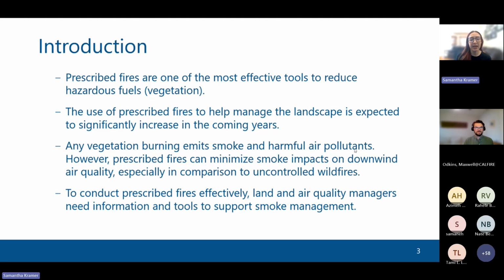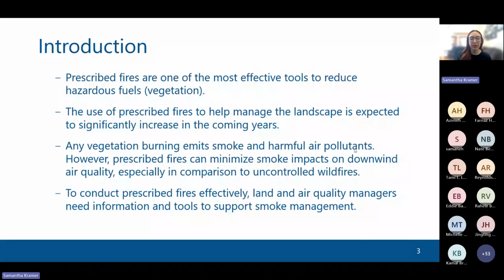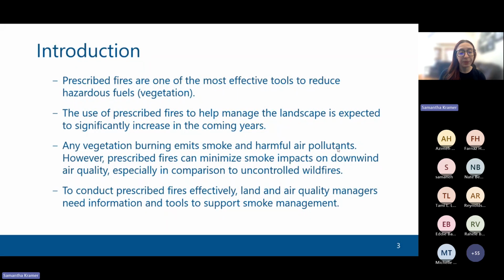We are expecting an increase in the amount of prescribed fires and beneficial fires on our landscape in California in the upcoming years. However, anytime we burn vegetation, there is smoke that is produced. And part of a prescribed fire is also managing the smoke impacts downwind on air quality, especially for sensitive receptors such as healthcare facilities and youth groups as well.